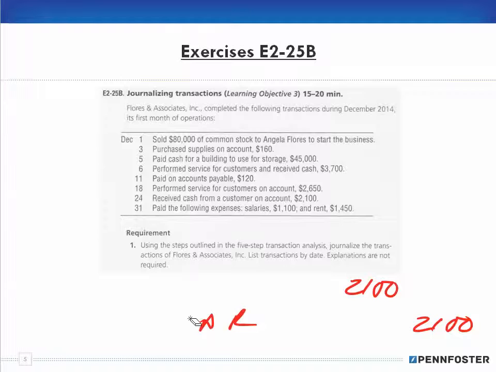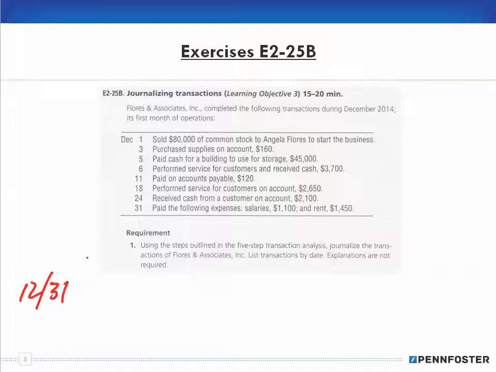That's why you deal with cash first, then deal with your receivable or payable second, even if you are using 2 out of those 3 accounts. Okay. And lastly, 12/31, paid the following expenses: salaries and rent.